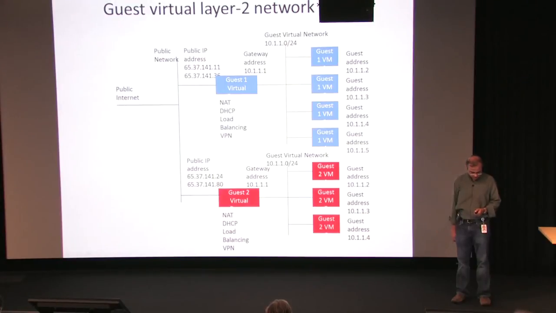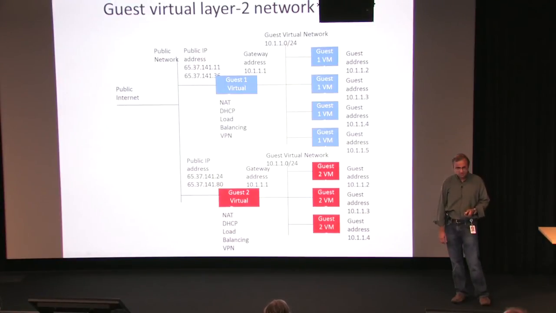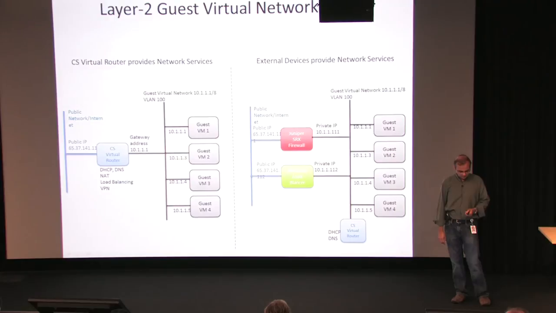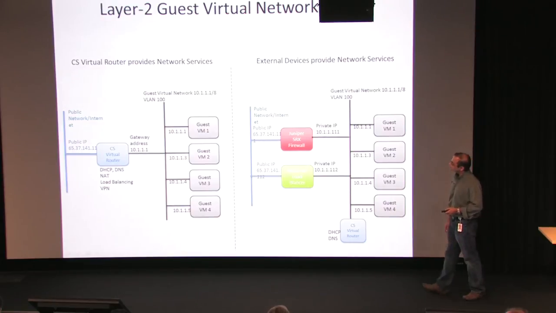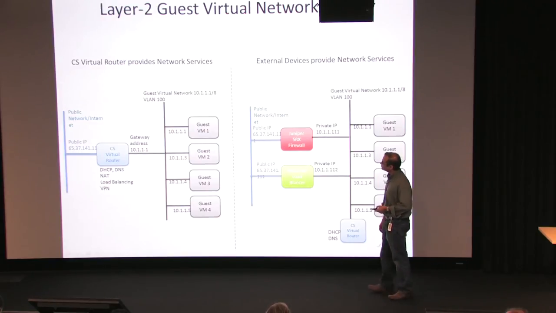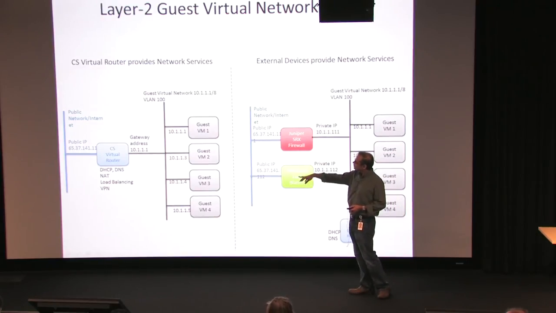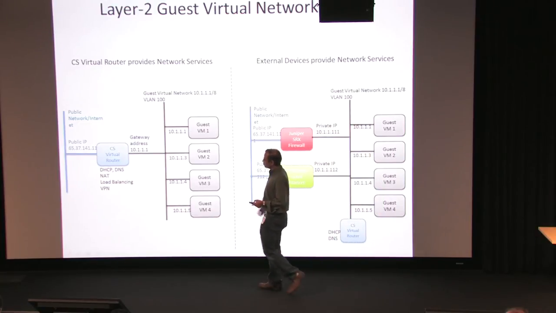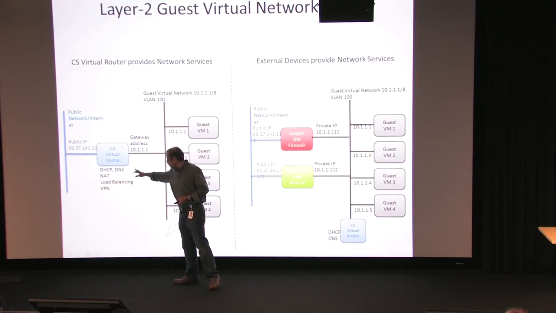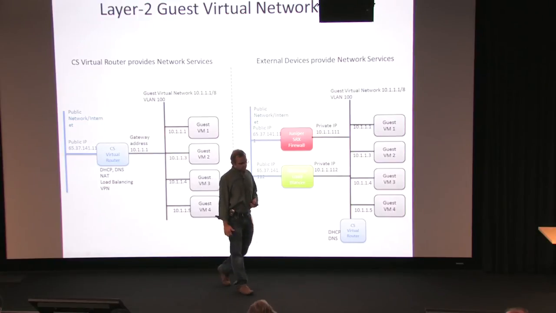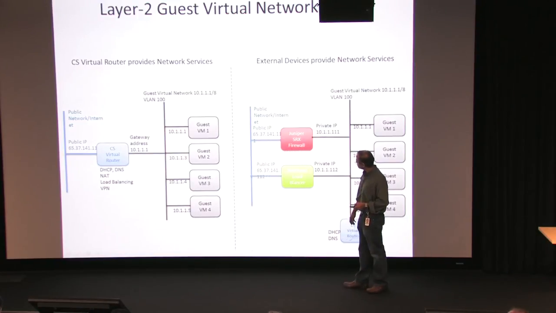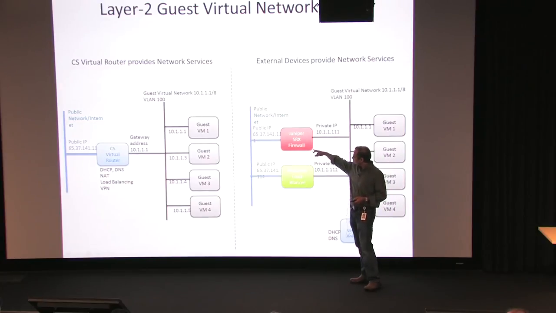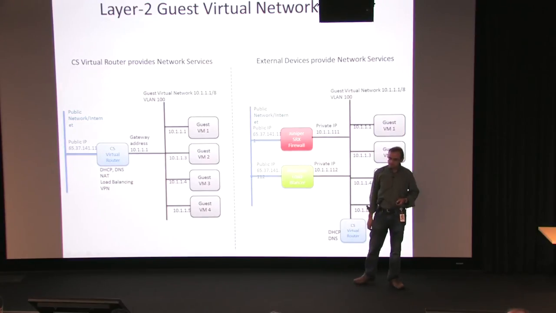What's not here is IPv6, as you can see. Here's some variations on this layer 2 guest networking. Here we have the CloudStack built-in virtual router providing you load balancing, NAT, etc. Or you can do physical devices. You can say, I wanted a Juniper SRX and a NetScaler load balancer.